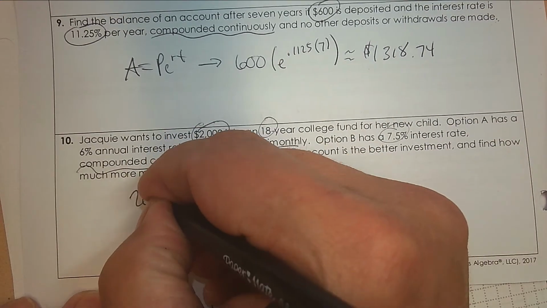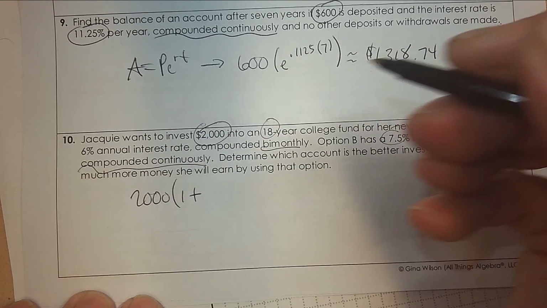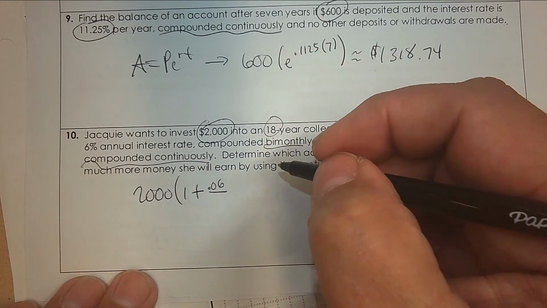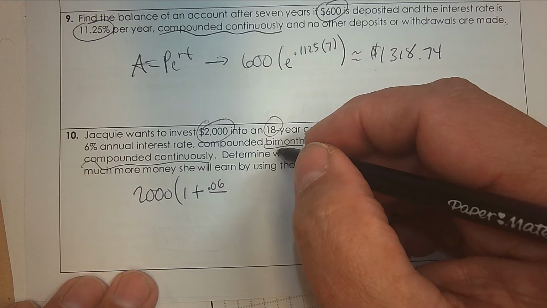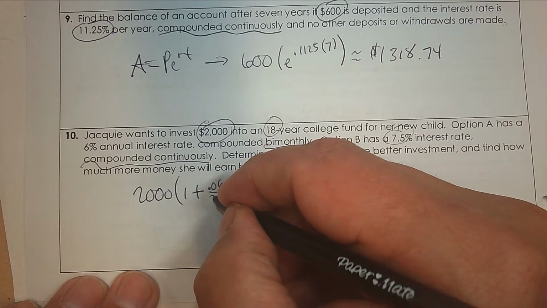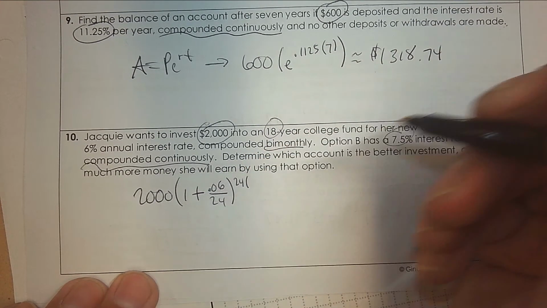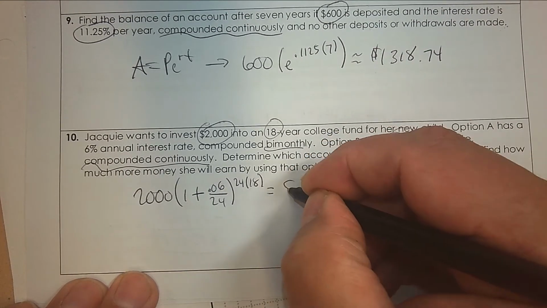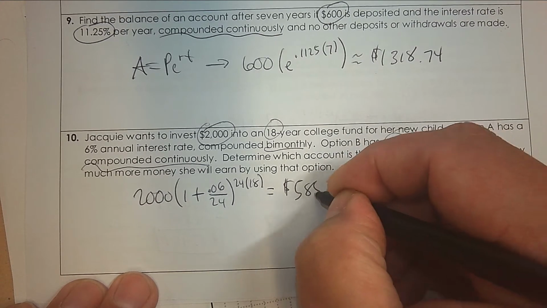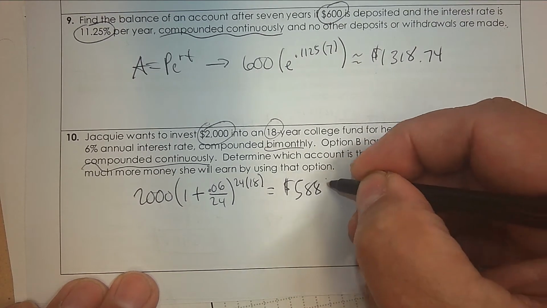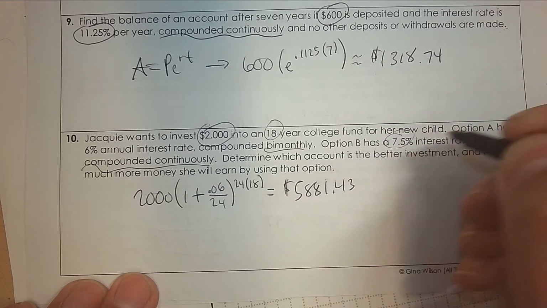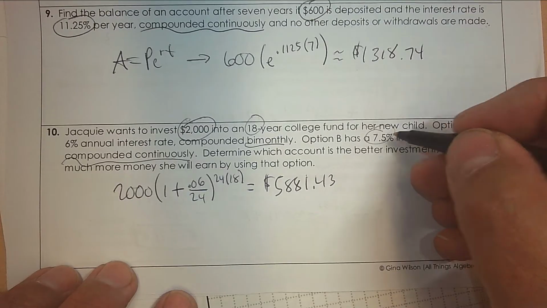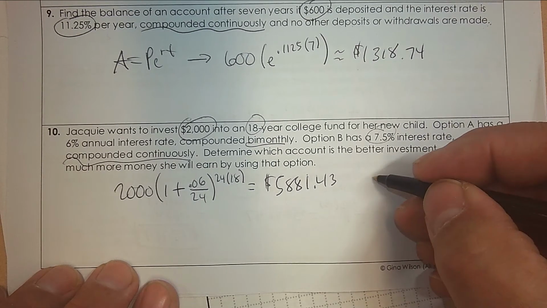So one is 2,000, 1 plus 6% compounded bi-monthly. So bi-monthly is twice a month. That'd be 24 a year. And that's for 18 years. That option would give you $5,881.43. Obviously, the second option is at a better interest rate, so this one's going to be better.